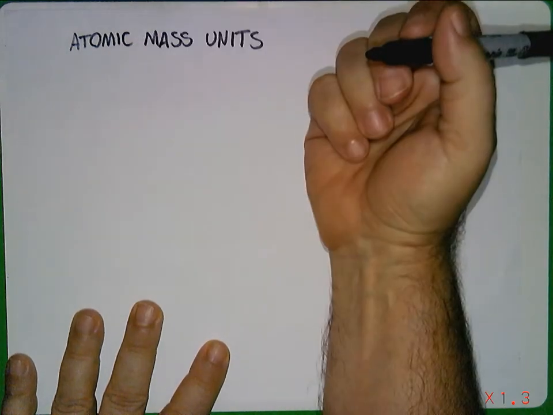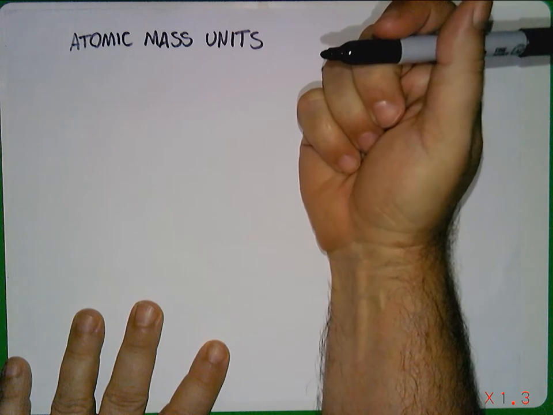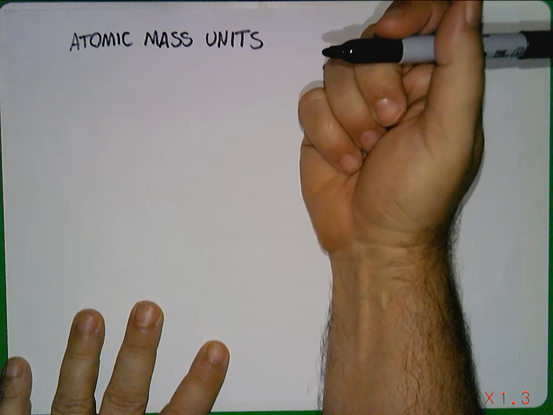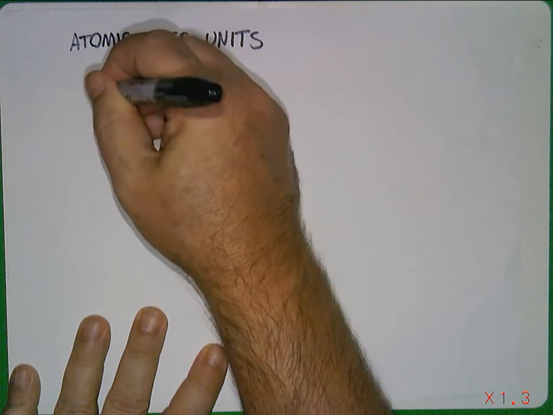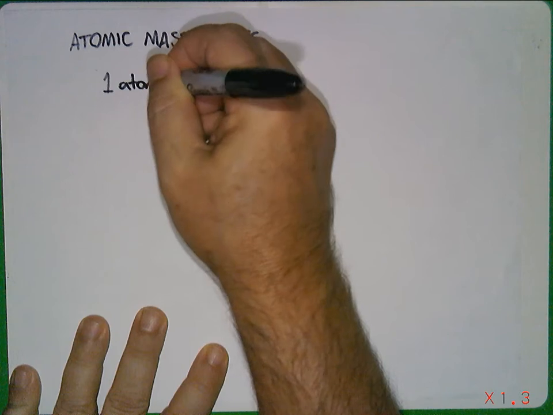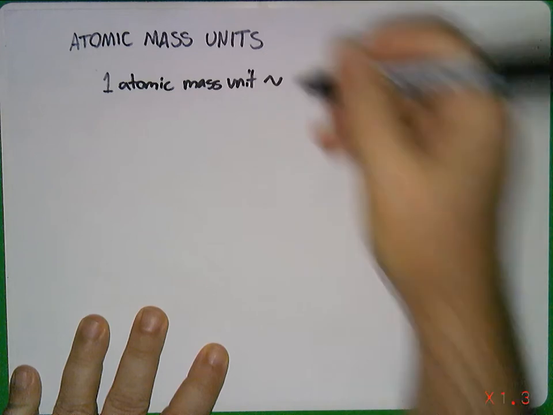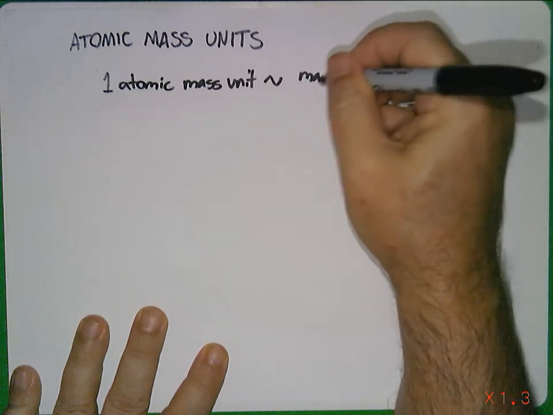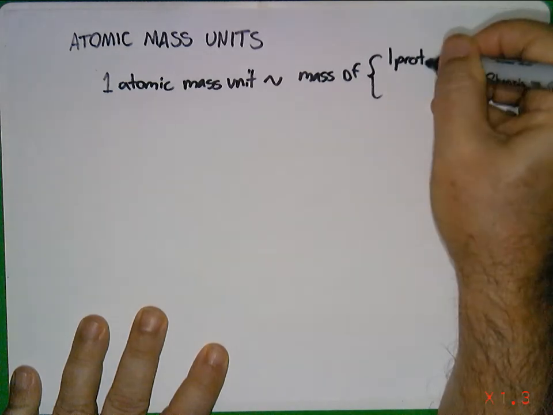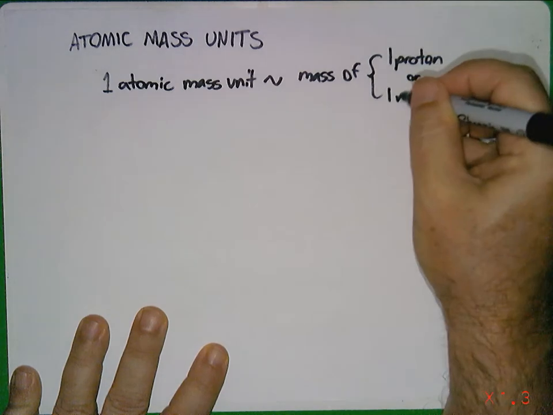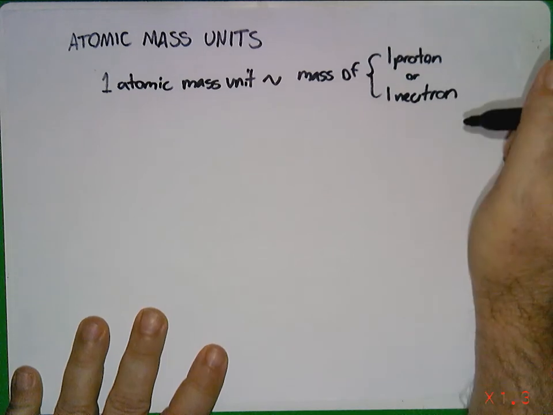Now, we've been using atomic mass units in the last lesson to talk about what the mass of an atom or the mass of a molecule is. What is an atomic mass unit? One atomic mass unit is approximately the mass of either one proton or one neutron. Both of those have a mass of about one atomic mass unit.